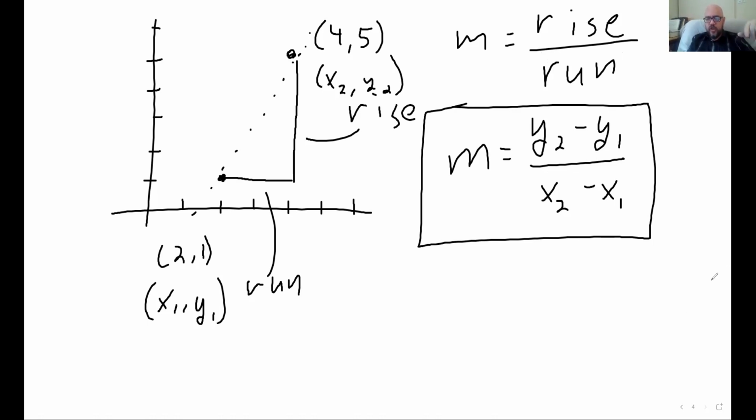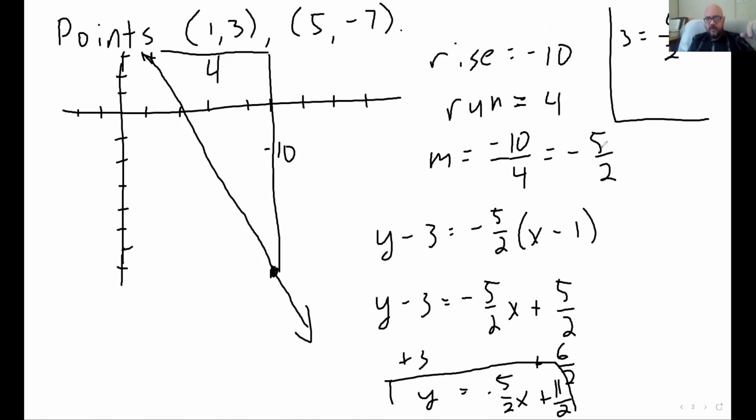This is just the formal version of that. We actually used this a second ago, when we figured out the -5 halves slope. That's how we figured it out. We found the rise, -10, and the run was 4, and then we just made a fraction and reduced it.